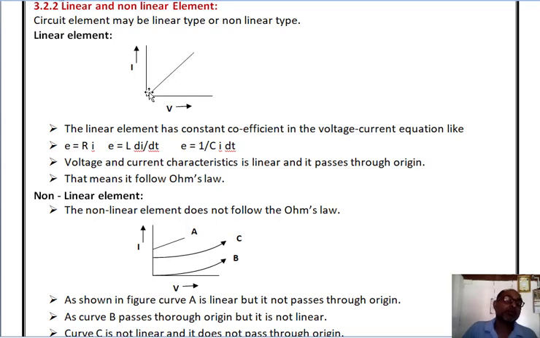It is most important. For a linear element, the voltage and current characteristics of the element must be linear, and it must pass through the origin. That is nothing but your Ohm's law. So here we can say that linear elements follow Ohm's law.